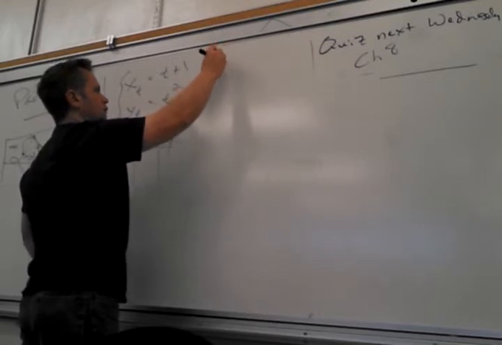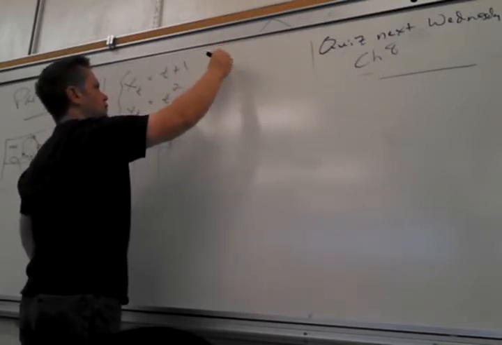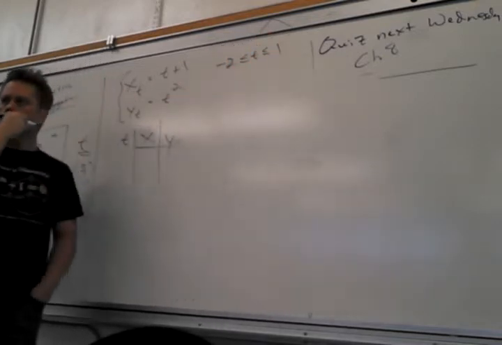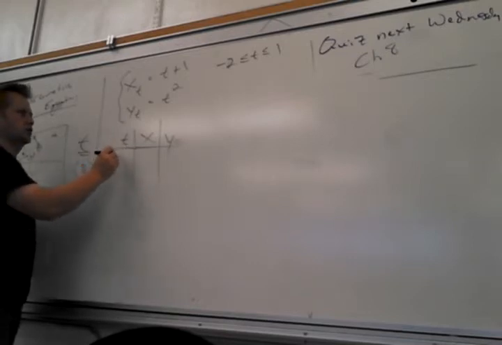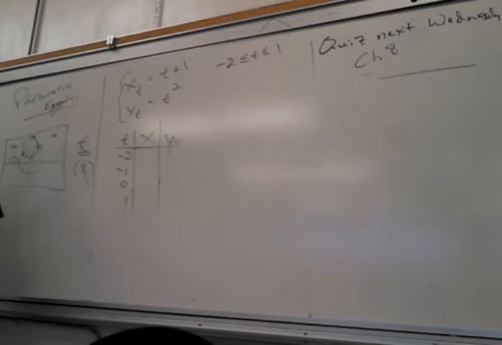So let's say t goes from -2 to 1. Just try to make a table of values here and try to plot this thing and see what it looks like. Okay. So let's start with just -2, -1, 0, 1. That sounds good. That's what t does.